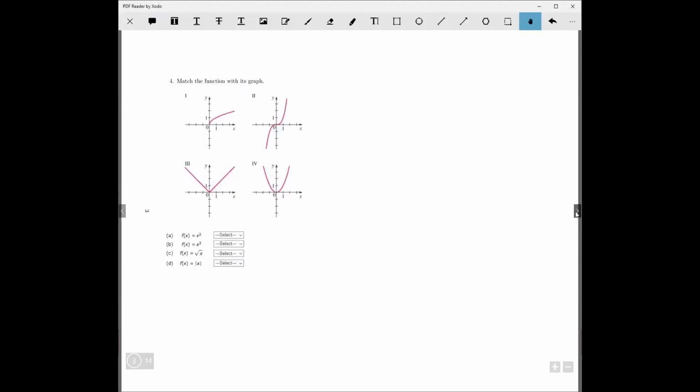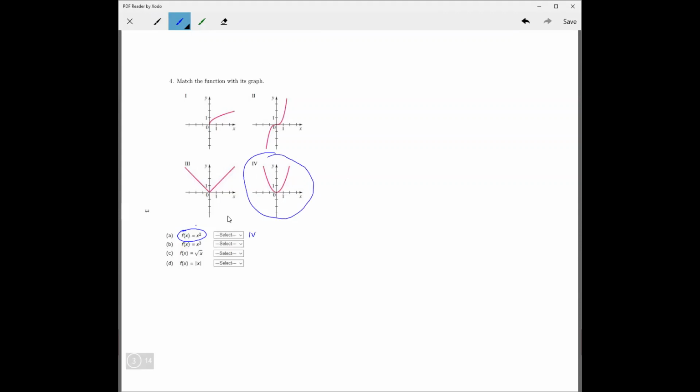There are a few standard graphs of different functions that you would need to know. The first one would be the squaring function, f of x equals x squared. It's a parabola. It's going to be this number 4, this one right here. The second one would be the cube function. It's going to be this one right here, number 2, or y equals x cubed, I guess you could say.